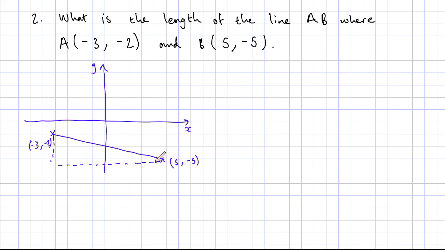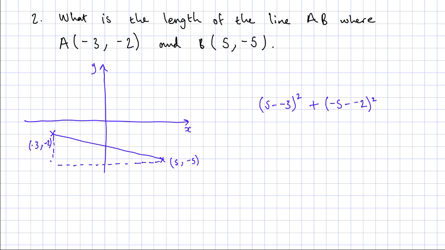And this length here is the difference in the x values. So from -3 to 5, that's going to be 8. So let's just write that down. So the difference in x values is 5 take away -3. And I'll put that in a bracket. And remember, I'm going to use Pythagoras theorem, so I'm going to need to square that. So let's square that. And I need to add the square of this side. So the difference of the y values. So I have -5 take away -2.